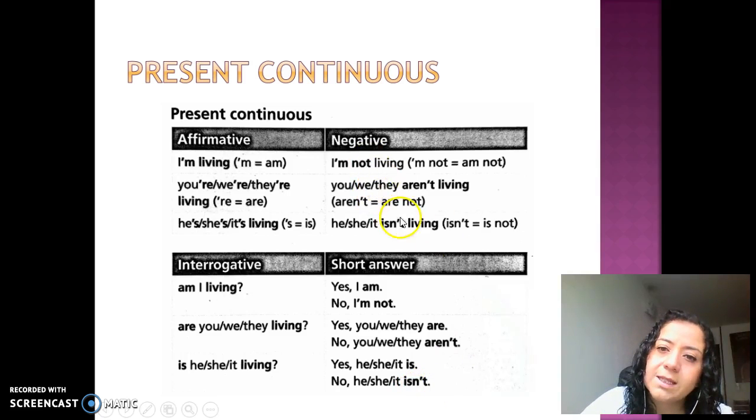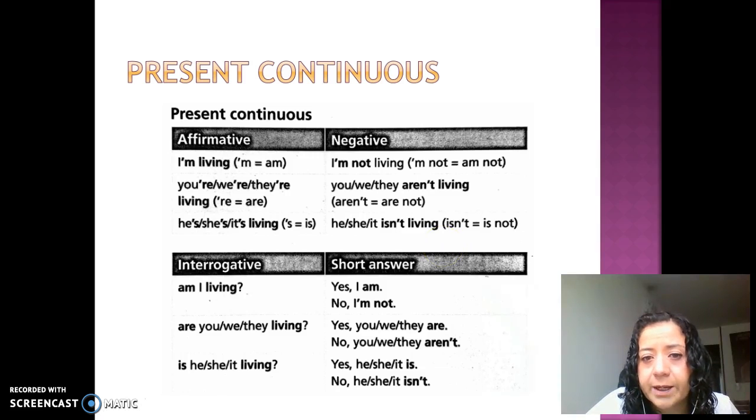Okay, so once again, a very basic structure for you because supposedly you already managed this. So why don't we write a couple of sentences there? Okay, try to write some simple sentences about what people in your house are doing right now.